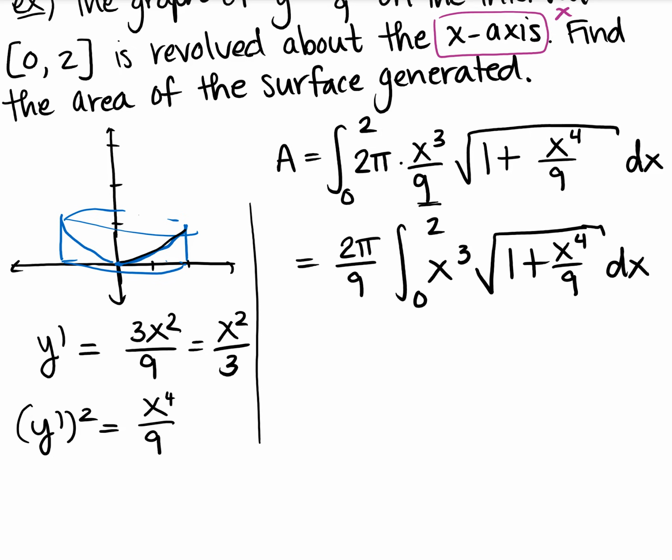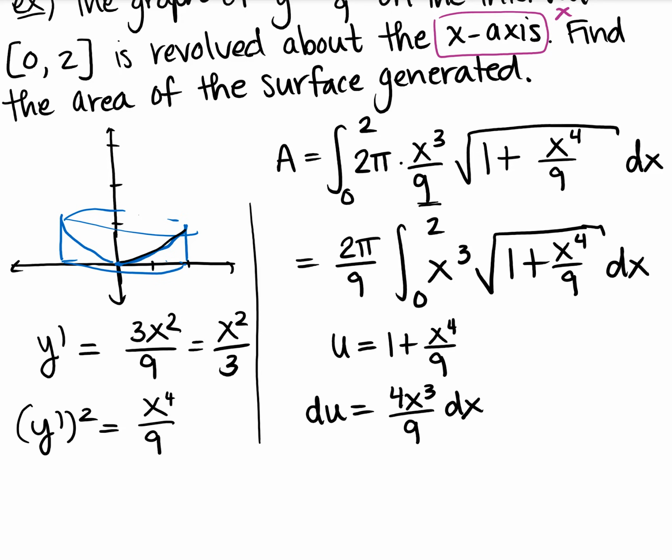I see that the derivative of the inside is basically sitting out there, we're just off by a constant. So I'm going to let u equal the whole inside. Don't let it equal just x to the 4th over 9. Let u equal the whole inside. Then what is du? Du is 4x cubed over 9 dx.